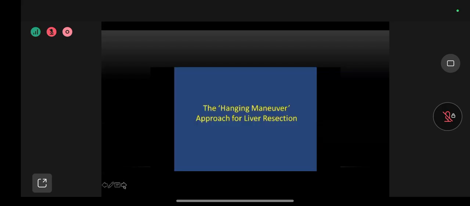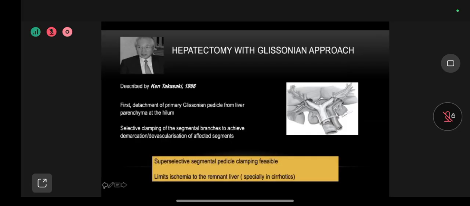Hepatectomy with the Glissonian approach was popularized again by a Japanese surgeon, Professor Ken Takasaki, and he was of the opinion that if you detach the Glissonian pedicle from the liver parenchyma, you can selectively take these segmental branches to achieve devascularization. The concept of the Glissonian pedicle approach is mainly for parenchyma preservation in cirrhotic patients, where you want to just selectively take the pedicle to that segment of the liver and remove it.